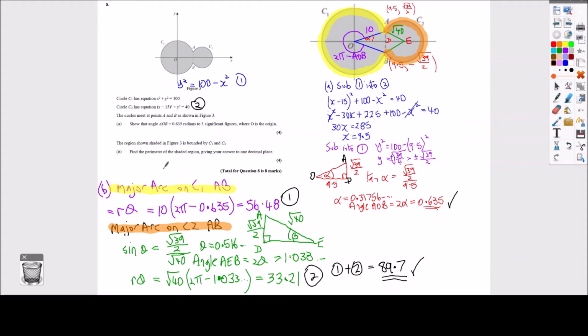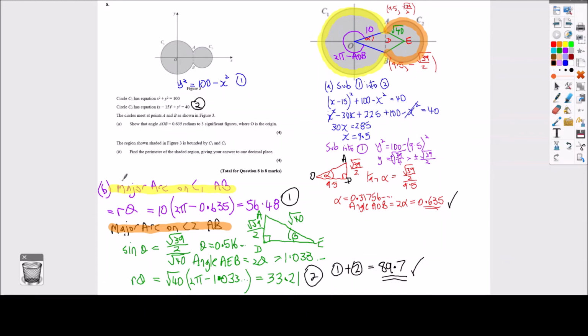So for part B, I'm being asked to work out the perimeter of the shaded region. So that's going to be this arc on the C1, which I've done in yellow, added together with the orange arc on C2. So work each of those out independently, add them together, and I get my answer. So let's start off with the yellow arc. So this is the major arc on C1 going from A to B.